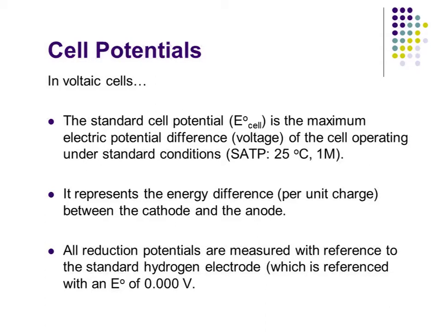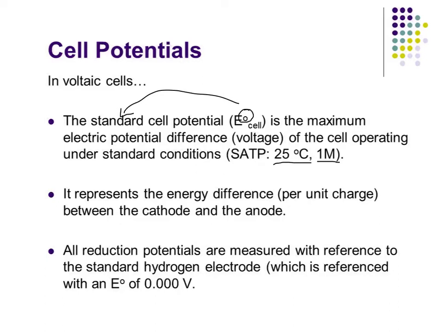In voltaic cells, the standard cell potential, or E naught of the cell, is the maximum electric potential difference or voltage of the cell operating under standard conditions. When we talk about standard conditions, we talk about 25 degrees Celsius or 298 Kelvin and 1 molar concentrations of the solutions in each of our two half cells. We use the naught symbol here to indicate that it is under standard conditions. This represents the energy difference per unit charge between the cathode and the anode.